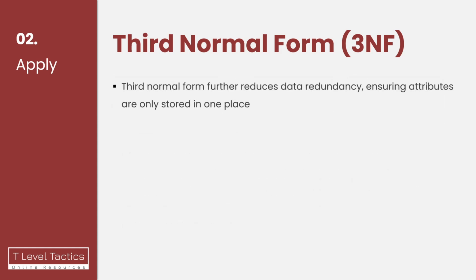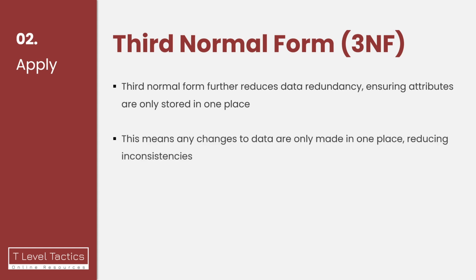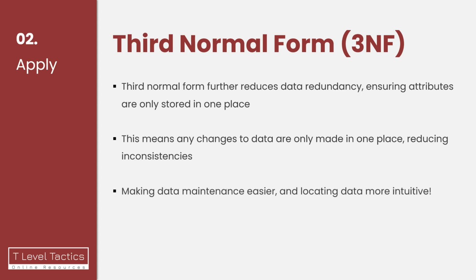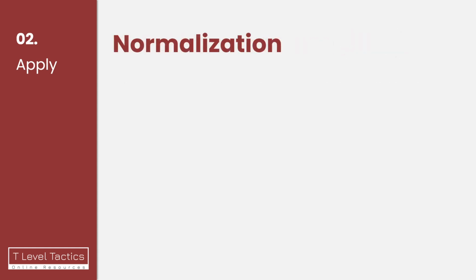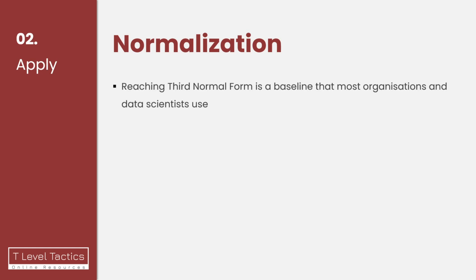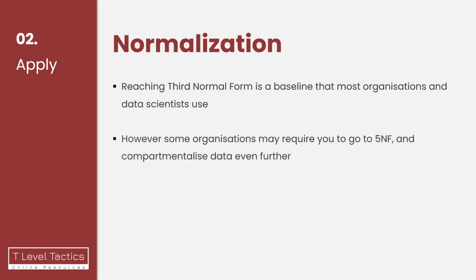Third normal form further reduces data redundancy, ensuring attributes are only stored in one place. This means any changes to data are only made in one place, reducing data inconsistencies across the database. This makes data maintenance much easier and locating data far more intuitive. Reaching third normal form is a baseline that most organizations and data scientists use. However, some organizations may require you to go to fifth normal form and compartmentalize data even further. Third normal form will work in the vast majority of cases, however.